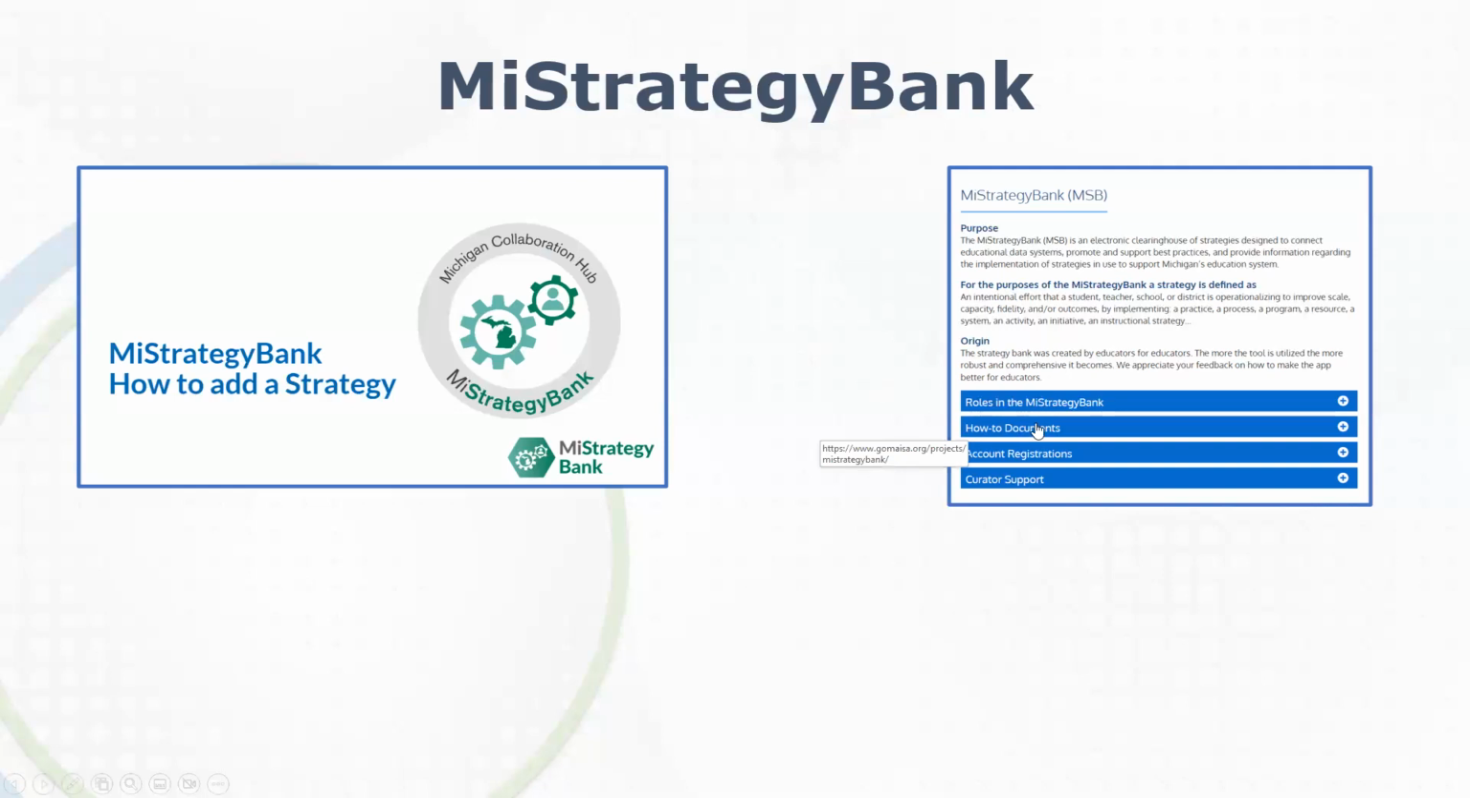Here are the how-to documents, very helpful if you're looking to learn how to do it. And then your account registrations, you do have to apply to be a curator. It's not a very hard process. Basically, it's a "may I do it," and you get an email back saying you're all set. So that is to help you if you want to add a strategy that was used in your assist plan that doesn't exist in a current strategy in MICIP.